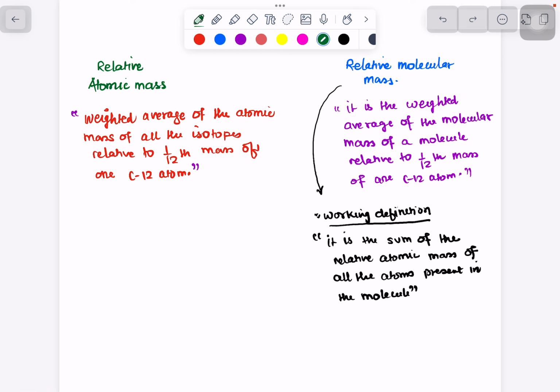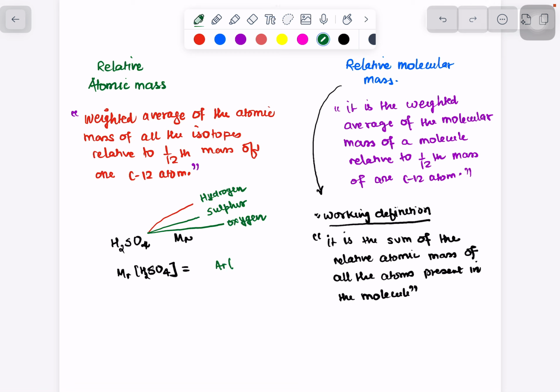Let's understand this with the help of an example like sulfuric acid. So how do we calculate the relative molecular mass of sulfuric acid? First, we identify the types of elements present in the sulfuric acid formula. In H2SO4, there are three elements: hydrogen, sulfur, and oxygen. So we use the working definition and add the relative atomic mass of hydrogen, relative atomic mass of sulfur, and relative atomic mass of oxygen.